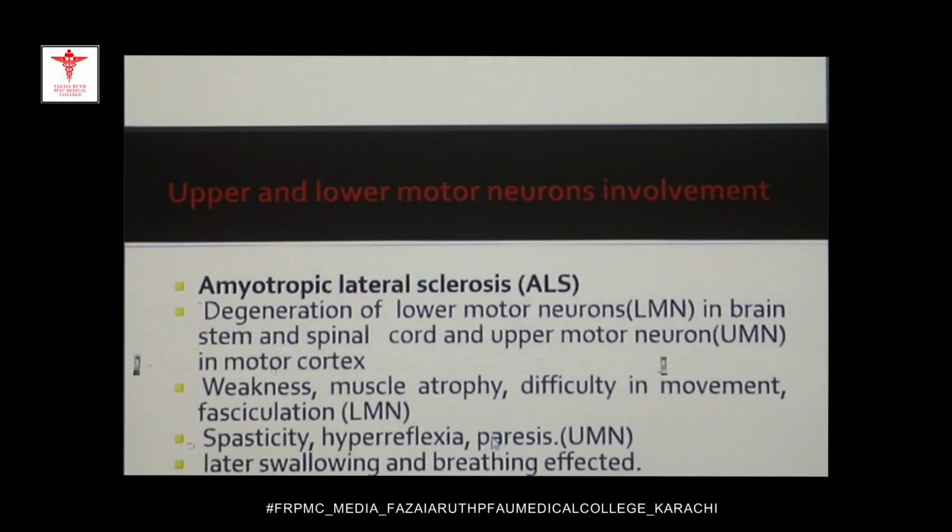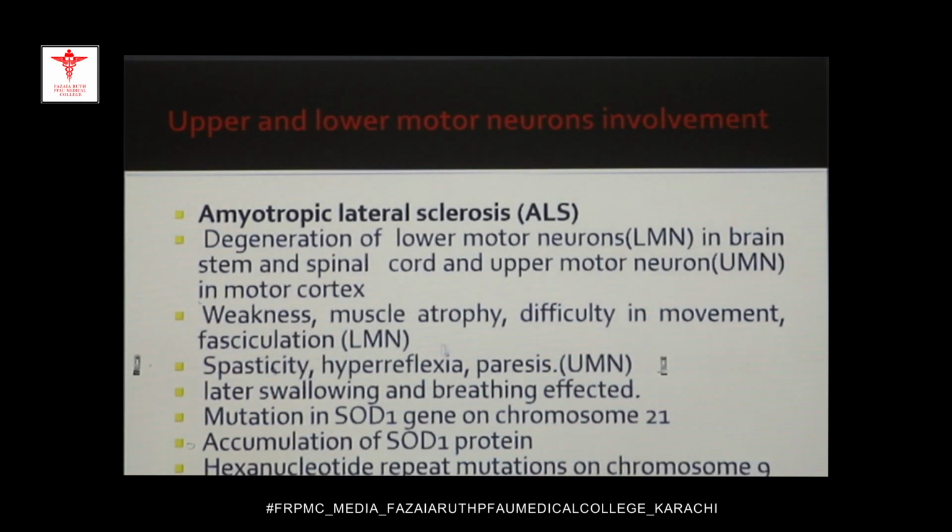Finally, upper and lower motor neuron involvement. And the typical disease is amyotrophic lateral sclerosis. There is involvement of both lower motor neuron and the upper motor neurons. Lower motor neuron results in the weakness, muscle atrophy, difficulty in movement and fasciculation, whereas the upper motor neuron, as you know, may result in spasticity, hyperreflexia, and paresis. Later on, there is disturbance in swallowing, breathing difficulty, and this may result in aspiration, pneumonia, and death.